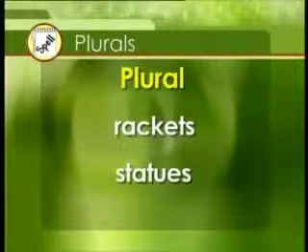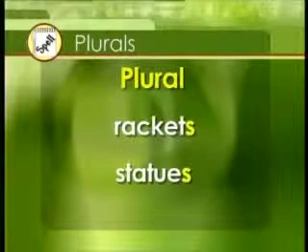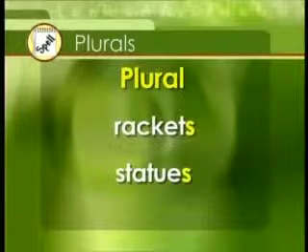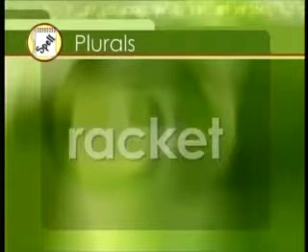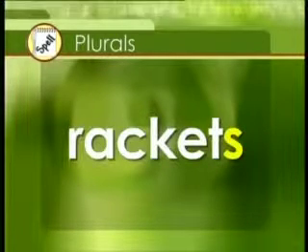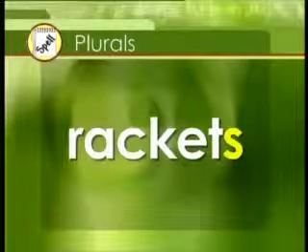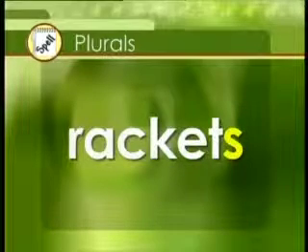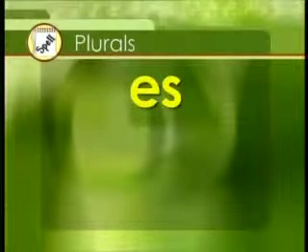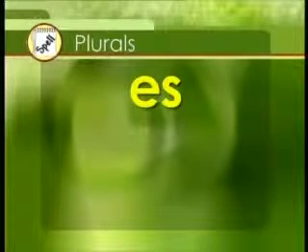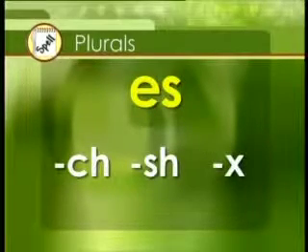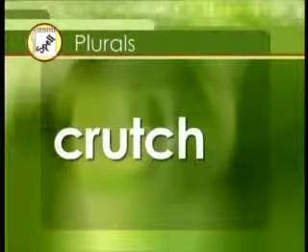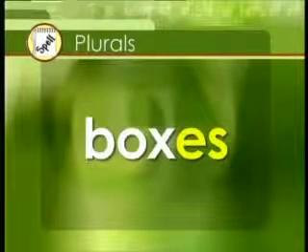You'll notice that to make a plural, sometimes we can just add an S. So you can change statue to statues and racket to rackets. But sometimes spelling plurals can be a bit tricky. For example, you add ES to get the plural for words that end in CH, SH and X. So the word crutch becomes crutches and box becomes boxes.